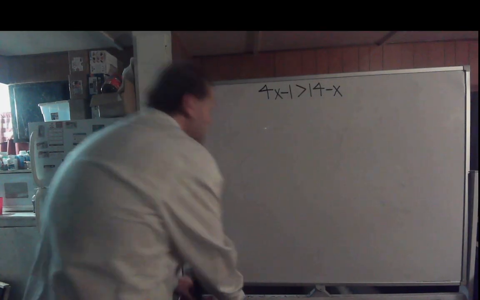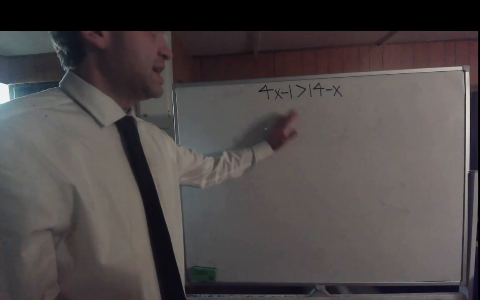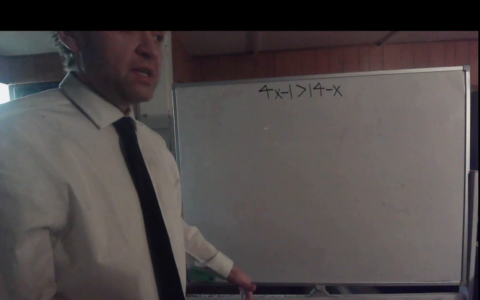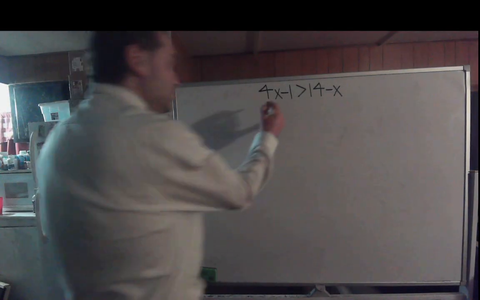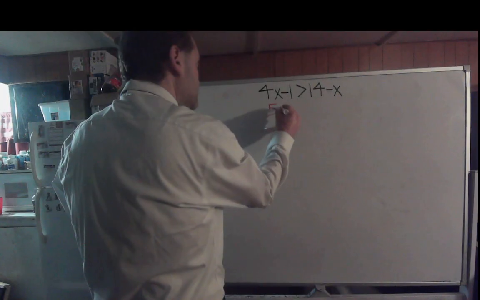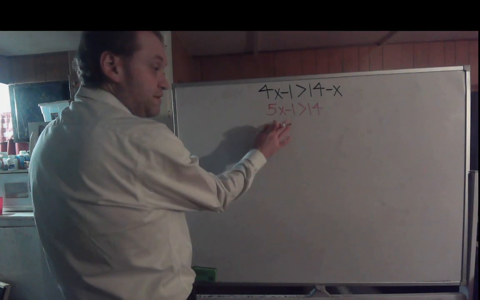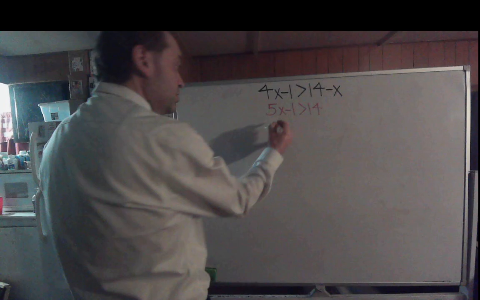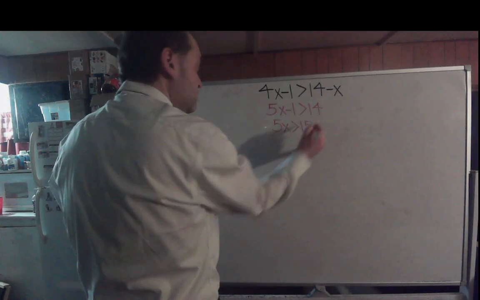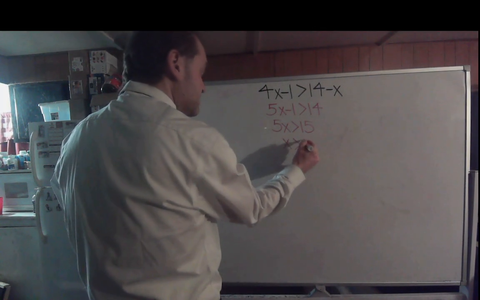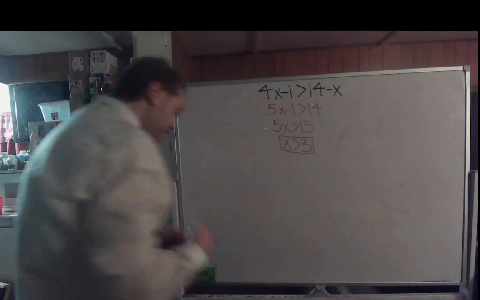Well, just like you would an equation, try to get the variable only on the left side and get your numbers on the right. So that means you want to remove that negative x from the right, so you're going to add x to both sides. If you do that, you'll get 5x minus 1 is greater than 14, which now we just want to get 5x by itself, so add 1 to both sides. You would get that 5x is greater than 15, which would just give you a solution of x is greater than 3. So x is greater than 3 is your solution.